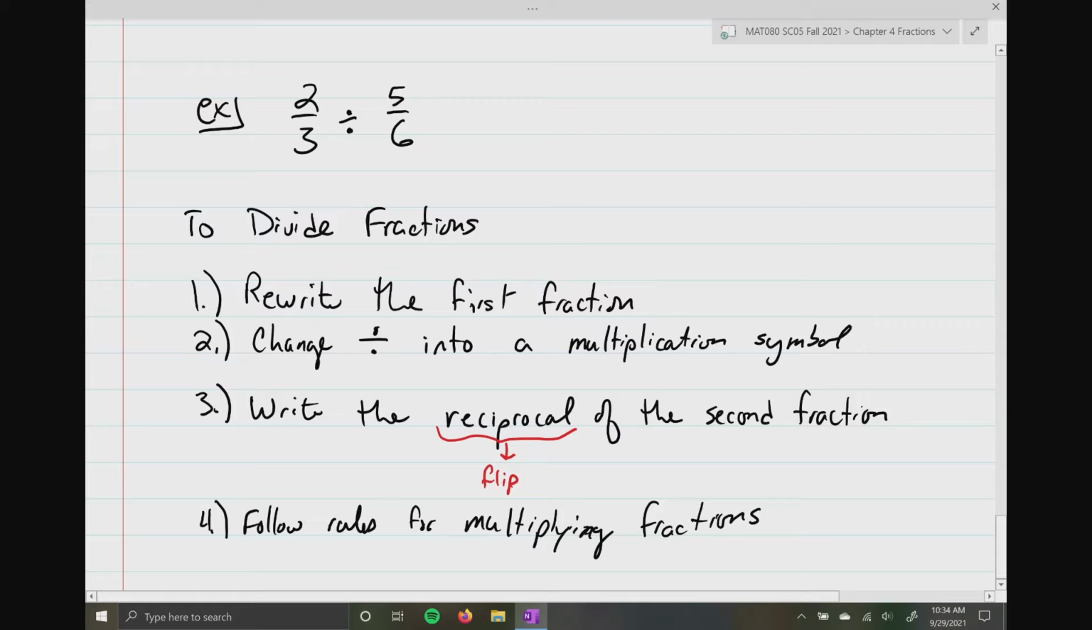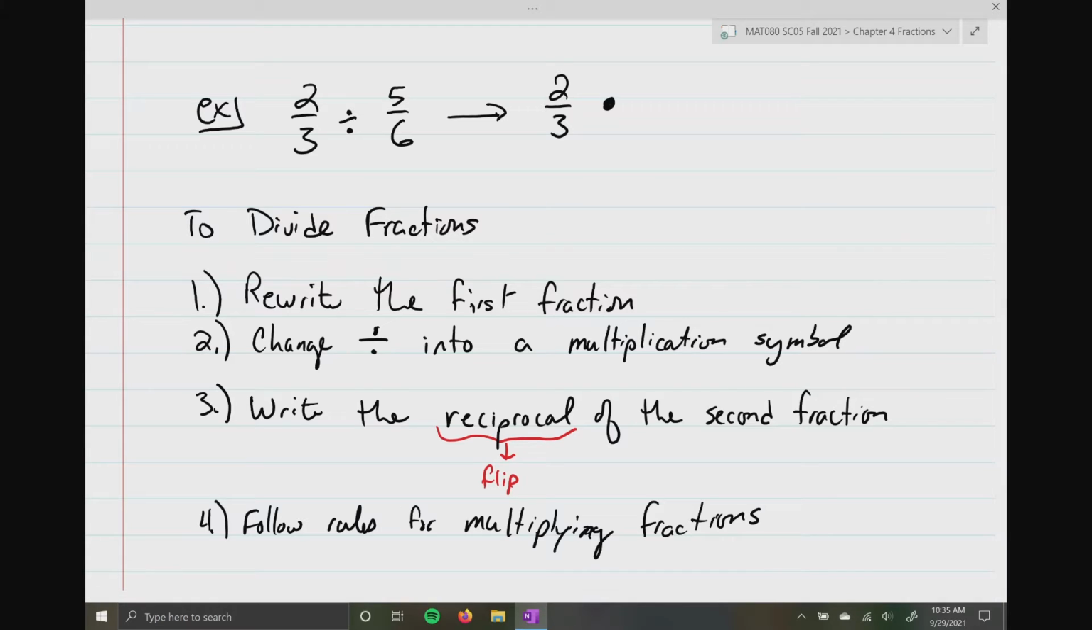All you got to do is just rewrite the problem as a multiplication problem. So if I follow these steps and write them out above, 2 over 3 divided by 5 over 6. Step 1, rewrite the first fraction. Rewrite that prettier. Step 2, change that division symbol into a multiplication symbol. Step 3, write the reciprocal of the second fraction.